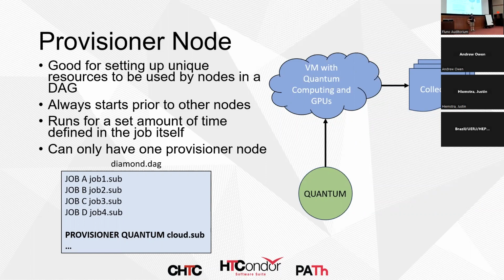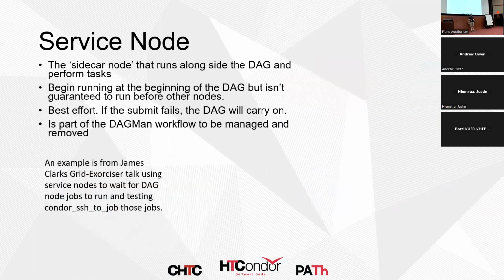Another type of node that's sort of similar but different is the service node. This is a request by LIGO, I think. James mentioned this yesterday. These are kind of referred to as sidecar nodes. These are managed by DAGMan. They run on the side. They don't have dependencies, but they're good for running tasks.